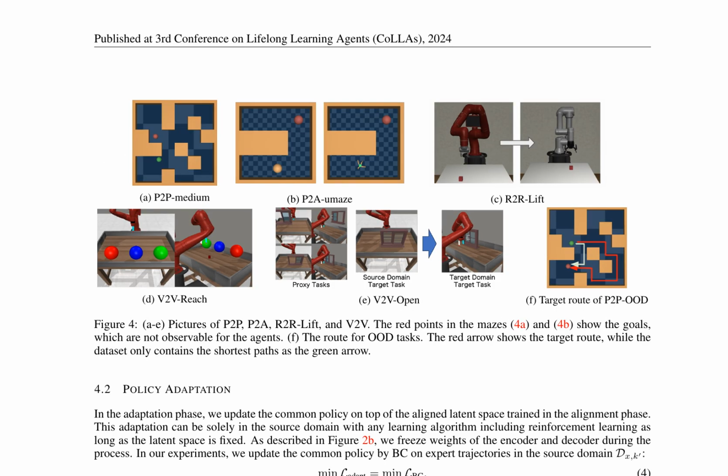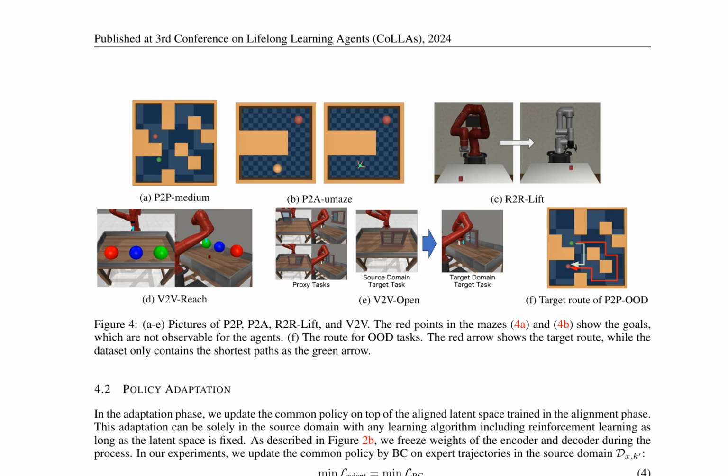The framework for lifelong learning agents presented in the paper focuses on policy adaptation and experiments. Figure 4 displays various environments, including P2P-medium, P2A-MES, R2R-lift, and V2V scenarios, with red points indicating goals not observable by the agents. The target route for out-of-distribution tasks is shown in Figure 4F, featuring a red arrow for the target route and a green arrow for the shortest path in the dataset.